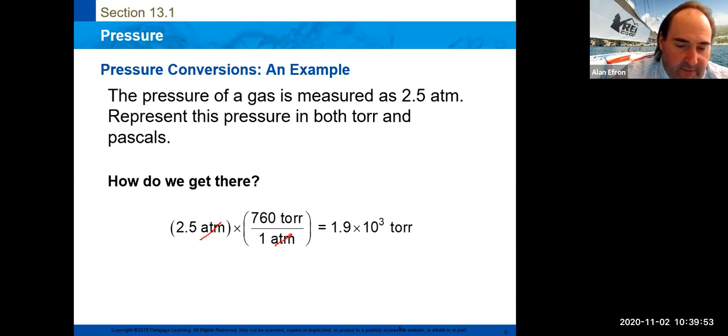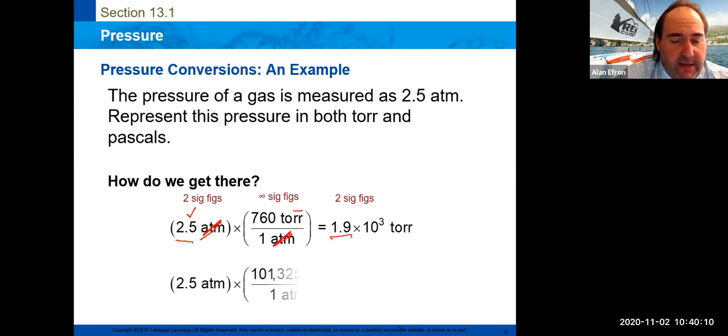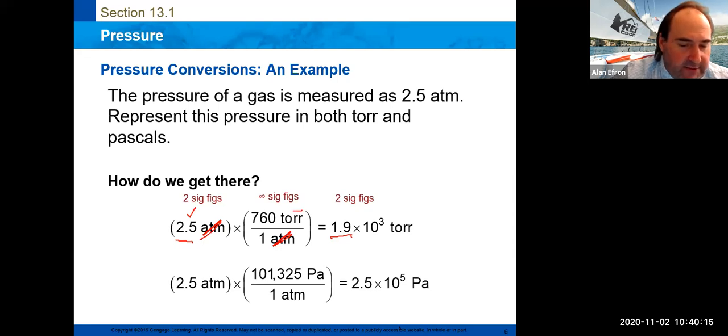In terms of sig figs, we're really not going to look at the conversion factor. We go back to the 2.5, which is 2 sig figs, and we end up with 2 sig figs on our answer as well. That's a very common conversion, also more common going from torr back to atmospheres. Probably not so much pascals in a lot of calculations you do, but here is the conversion factor: 101,000 pascals is 1 atmosphere. Again, our atmospheres cancel, and we end up with 2 significant figures on the conversion.